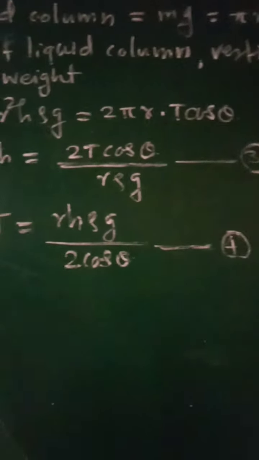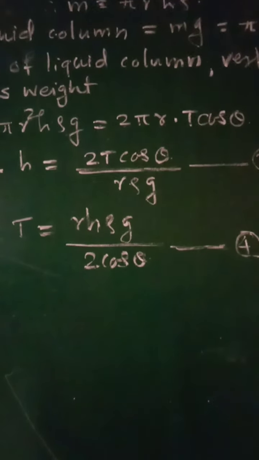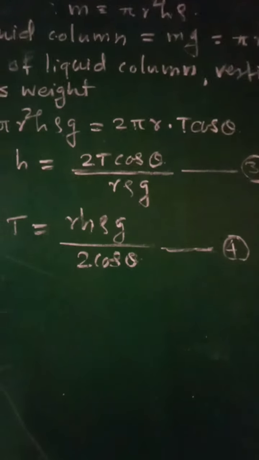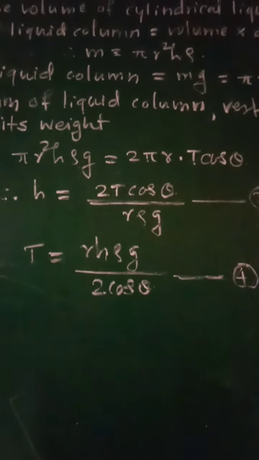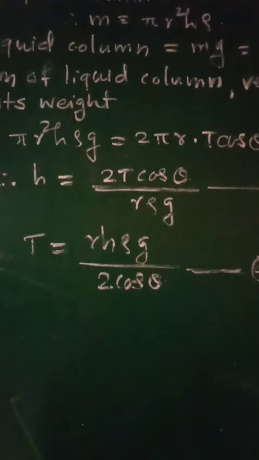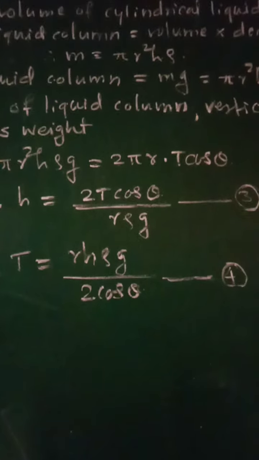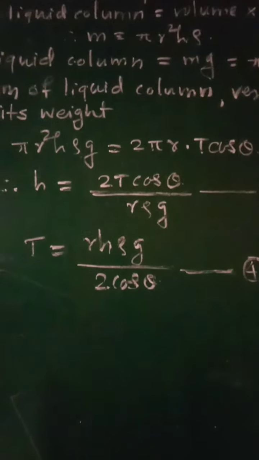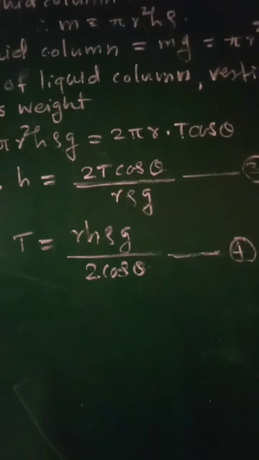Now, in this case, that h is equal to 2T cos theta upon r rho g, that equation will be valid for rise of liquid level as well as fall of liquid level inside the capillary. For pure water, the angle of contact theta is equal to 0, and therefore cos theta will be equal to cos 0, that is equal to 1, and therefore for pure water surface tension T will be equal to r h rho g upon 2.